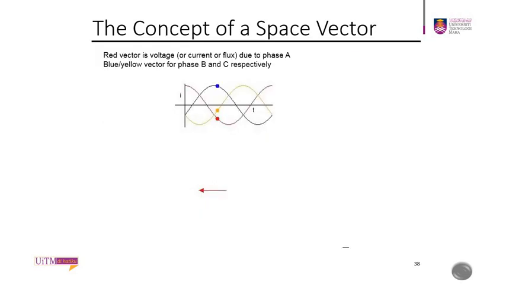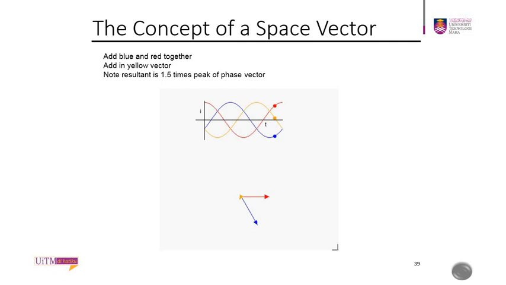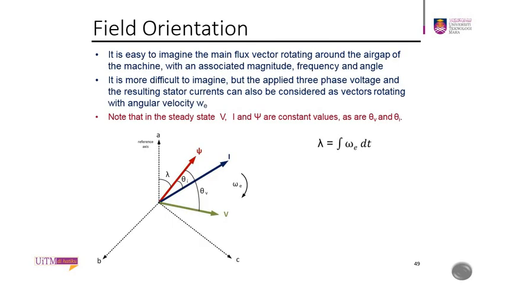So here is an example. I think it's better if you look at the video that I will post with you, on the space vector for each red, yellow, and blue phase. So if you look here, it is easy to imagine the main flux vector rotating around the air gap of the machine with an associated magnitude, frequency, and angle.